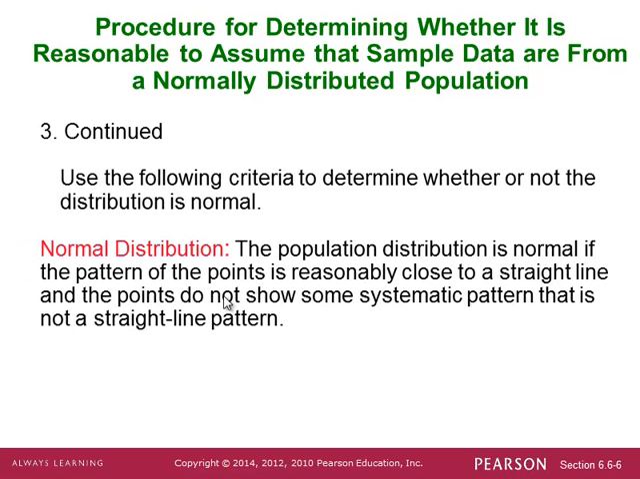So what to look for on the QQ plot, the quantile plot, is to look to see if the pattern of points is reasonably close to a straight line and the points do not show some sort of systematic pattern that is not a straight line pattern. Okay? You'll see an example here in a minute.